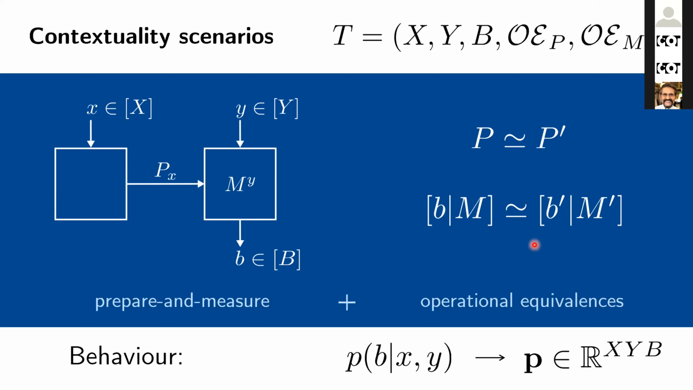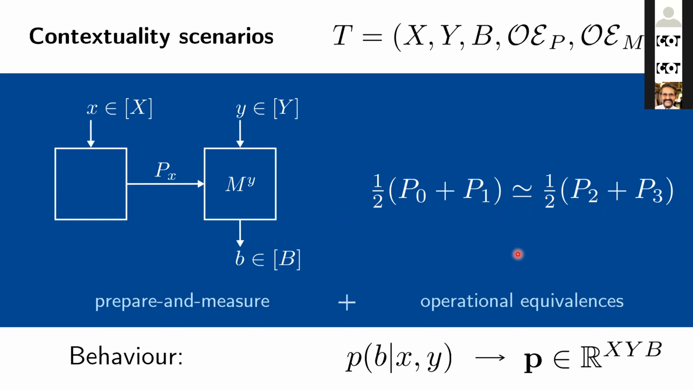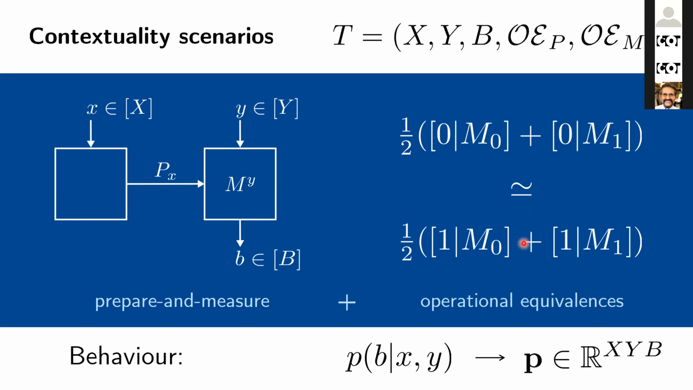So then we want to involve this concept in our prepare and measure experiment. And the way we do that is by imposing that, for example, the preparations that we use have to satisfy some operational equivalence. So I have an example here, and it would be that if you took an equal mixture of the first two preparations, this gives you an operationally equivalent preparation to an equal mixture of the second two, if there were four preparations in your experiment. And then I have a similar example for the measurement effects. So here we have an equal mixture of the zeroth outcome of two measurements is equivalent to an equal mixture of the first outcome of those two measurements also.